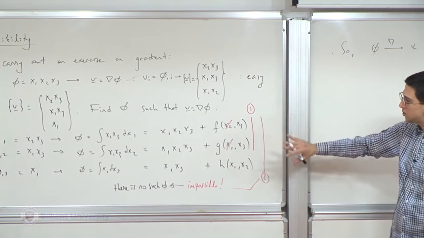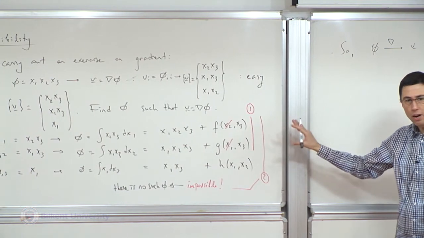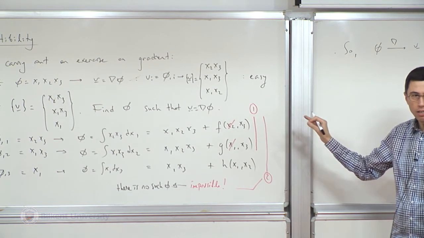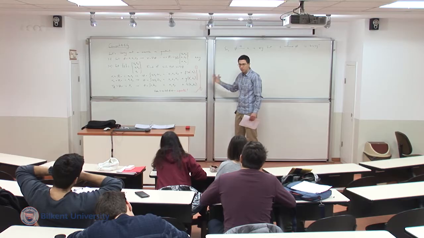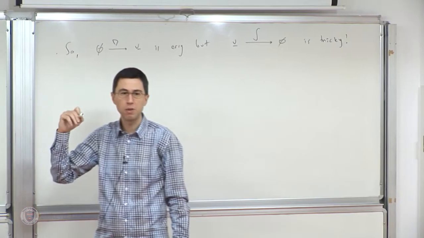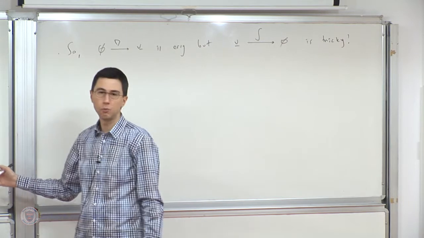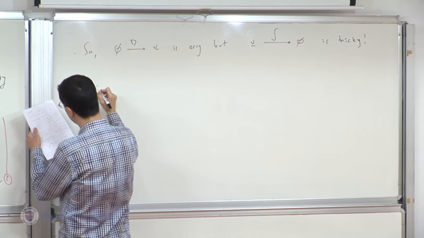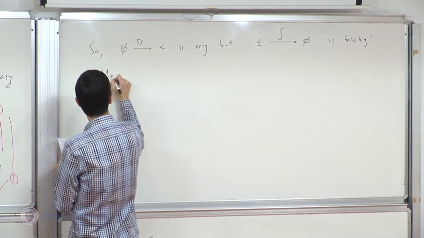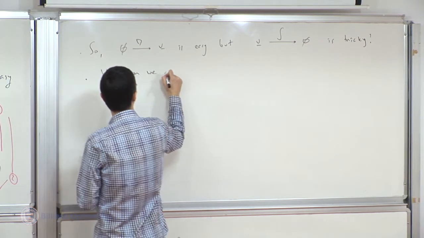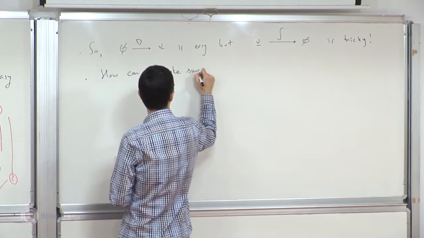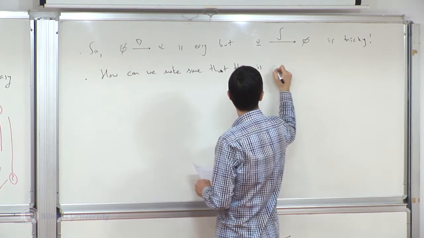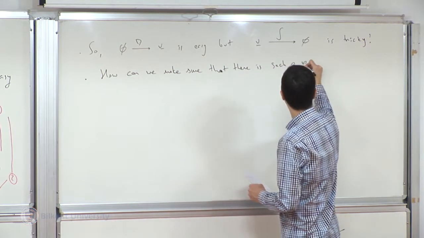So before we start putting this effort, is there a way with which we can first check easily whether there is such a phi? And if my argument tells me that, okay, there is such a phi, then I carry on with the effort so I don't waste my effort. Okay? So the question is, how can we make sure that there is such a phi to begin with?